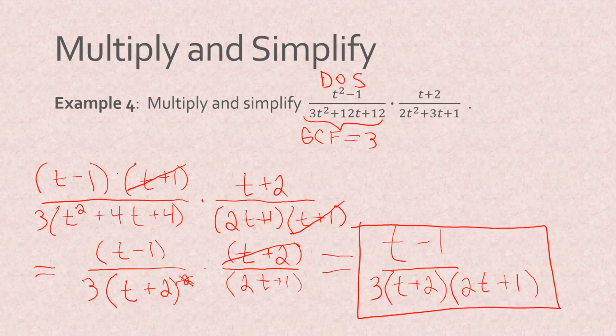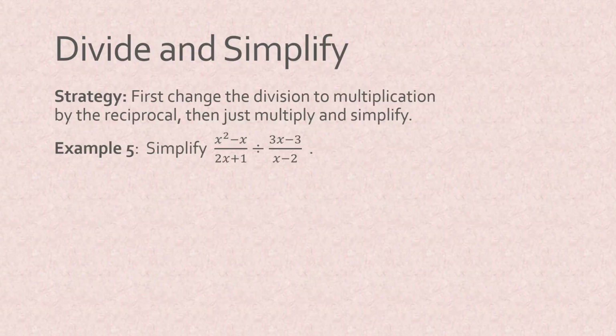In general, we do not multiply out the denominator because when we look now in factored form, it's easy to see what are the domain restrictions. We can see just by looking at them that t cannot equal -2, and similarly t cannot equal -1/2. So in order to divide and simplify a rational expression, our strategy will be pretty simple. We will first change the division to multiplication by the reciprocal, and then we just multiply and simplify.